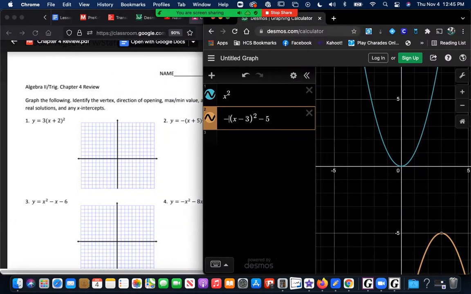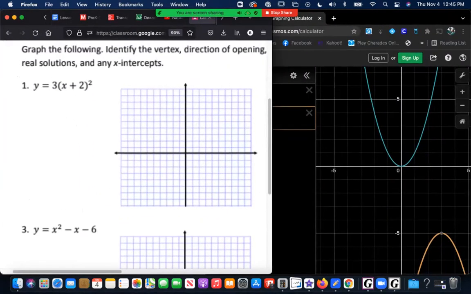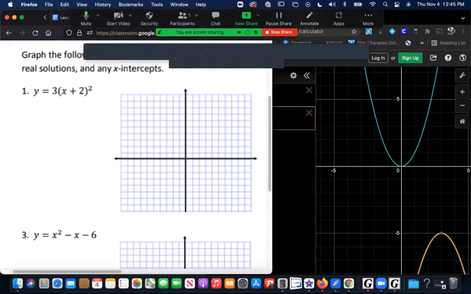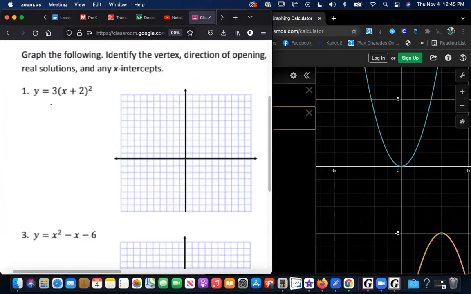So let's do problem 1. Let's think about what's going on in this problem. First thing we're going to say is, where's the vertex going to be? Well, it'll be at (-2, 0). Why? Because there's no vertical shift on the outside, but there's a horizontal shift to the left 2. So we're going to plot that right there.